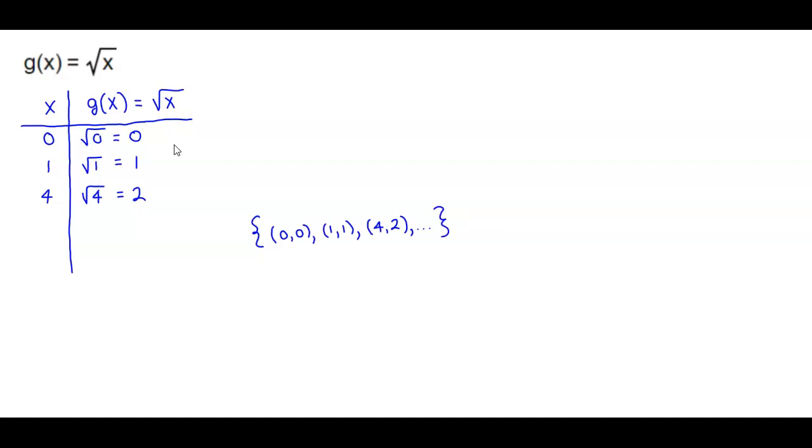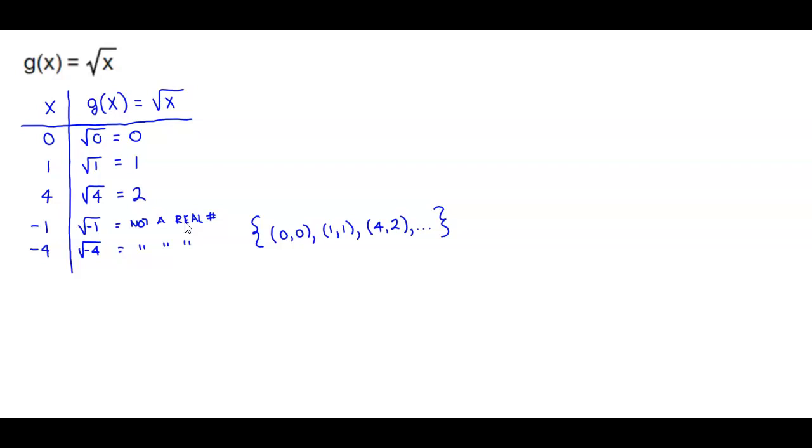Now what happens if we plug in a negative number? If we plug in negative 1 for x, the square root of negative 1 is not a real number. If we plugged in, let's say, negative 4, again, the square root of negative 4 is not a real number. So now if you look at these ordered pairs, the domain starts at 0. And the range starts at 0.